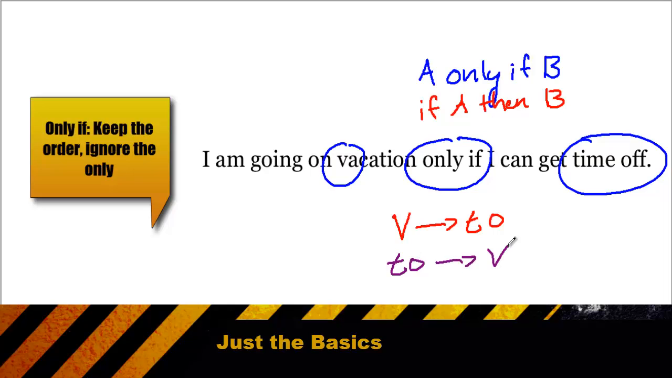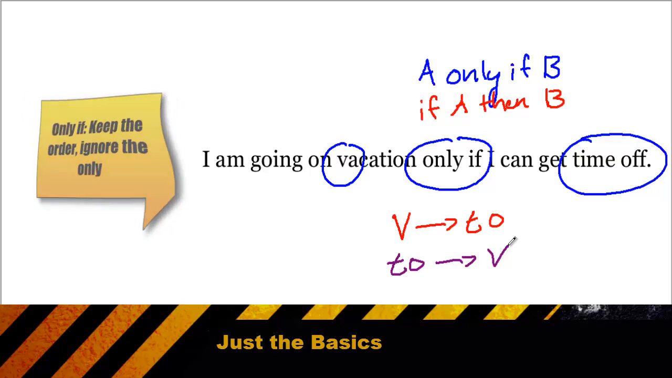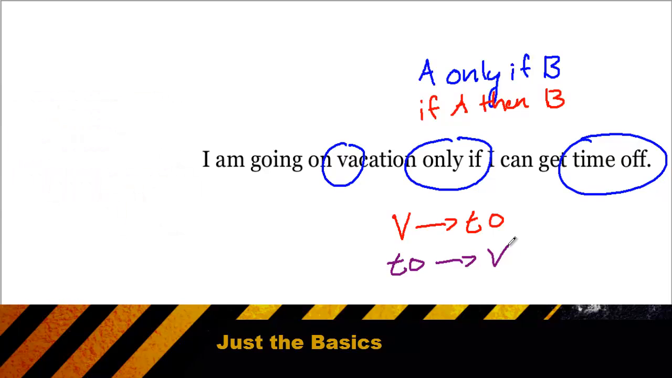Because the original argument doesn't say that if I get time off, I'm guaranteed to go on vacation. I might get time off and then decide to stay at home. But the argument does say that if I'm on vacation, then it's guaranteed that I actually got time off. And that subtle difference ends up being extremely important when you're choosing between two answer choices.